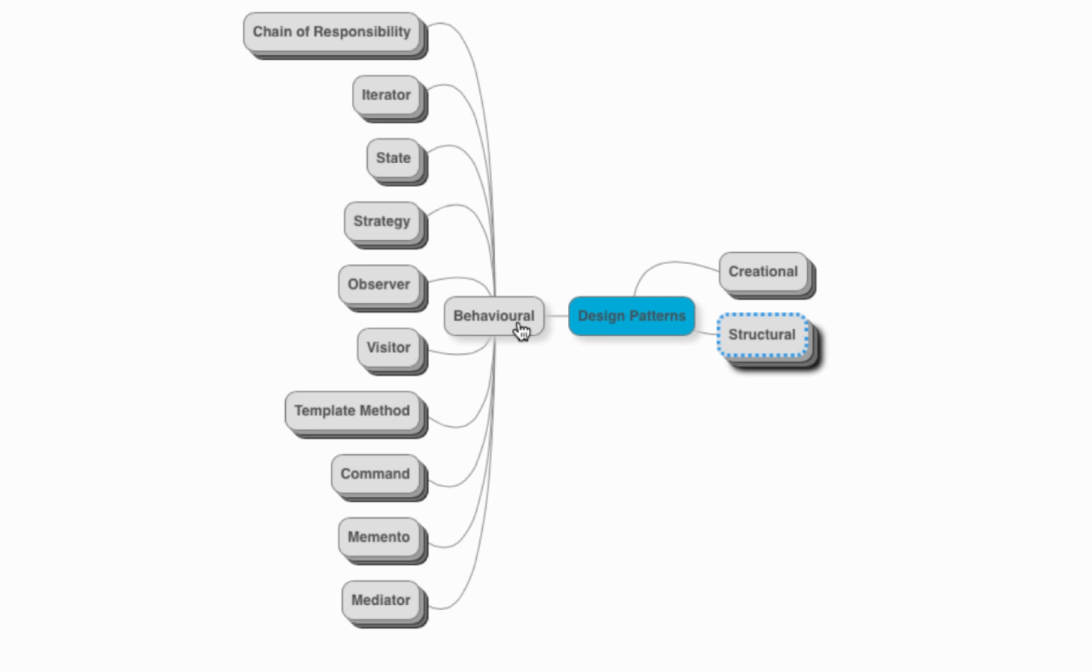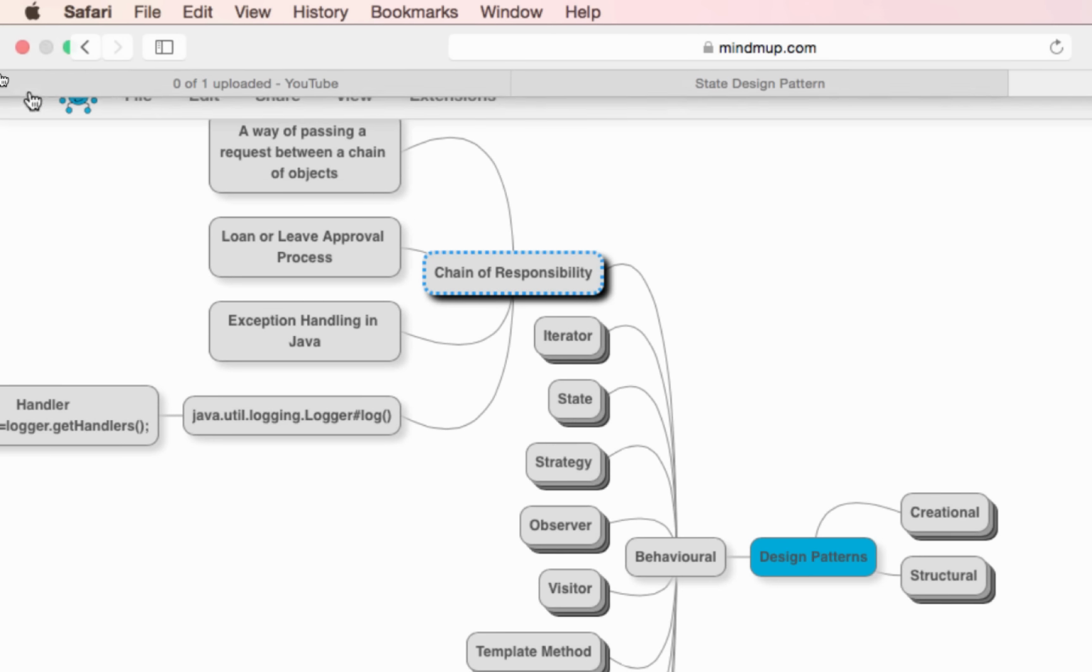Next, we would move on to the behavioral patterns. The behavioral patterns, as we discussed earlier, are about the behavior of the objects. That's basically the different interactions that are present inside an object. The first behavioral pattern that we would look at is the chain of responsibility pattern. So let's get started with the chain of responsibility pattern.